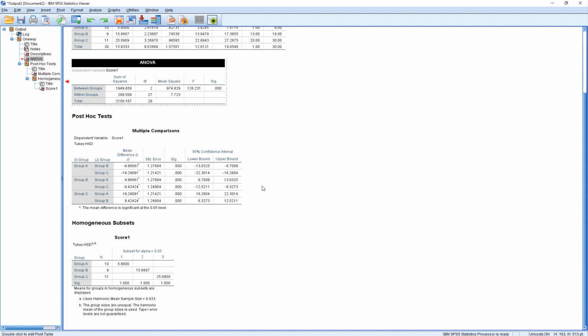When I look down here, this is the post hoc test. We have the multiple comparisons table and we have the homogeneous subsets table. We'll first focus on the homogeneous subsets table.